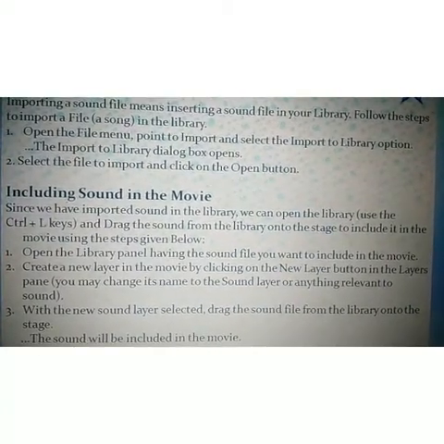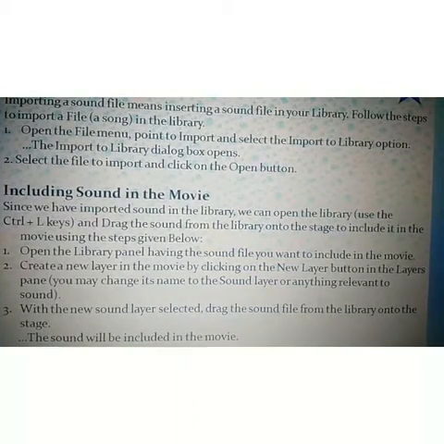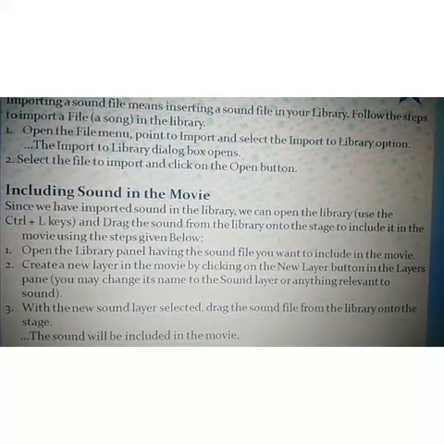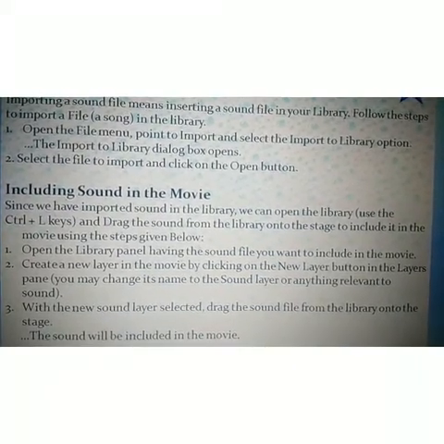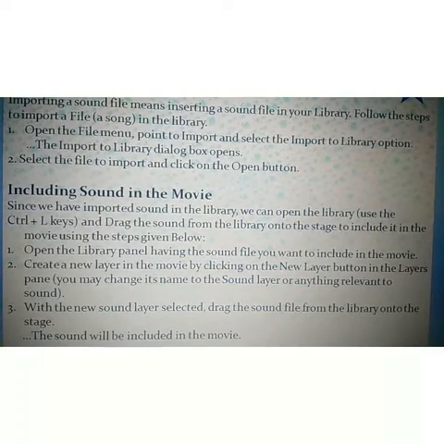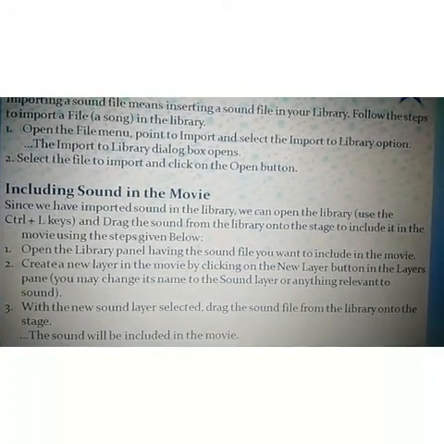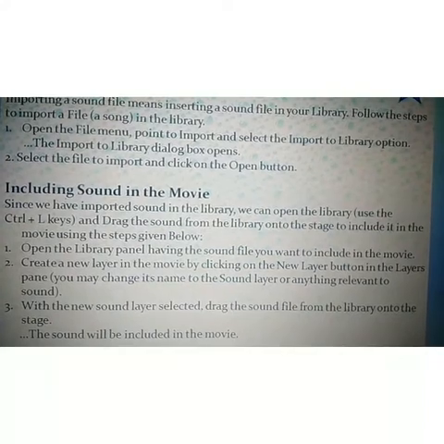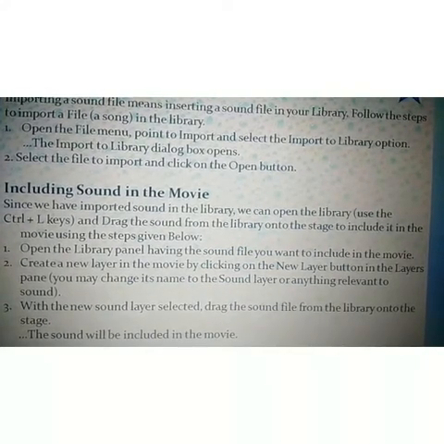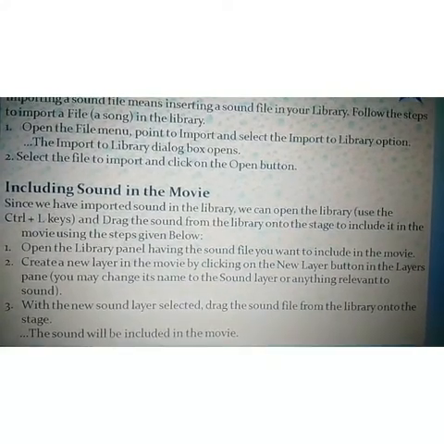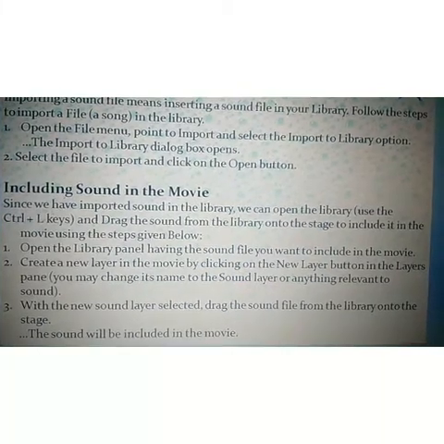Second, create a new layer in the movie by clicking on the New Layer button in the Layers pane. You may change its name to Sound layer or anything relevant to sound. Third, with the new sound layer selected, drag the sound file from the library onto the stage. The sound will be included in the movie.